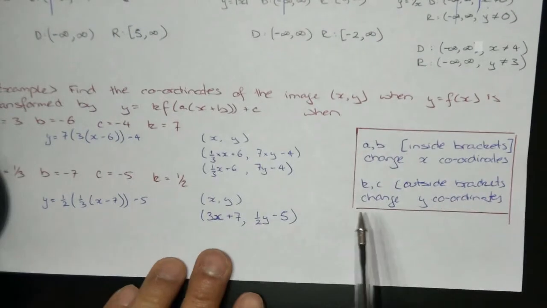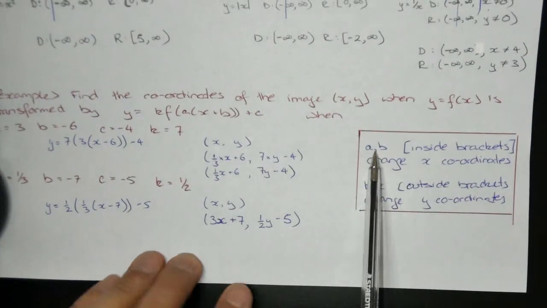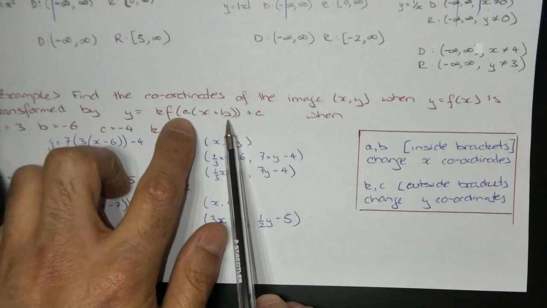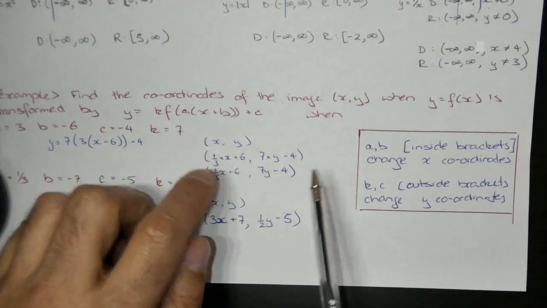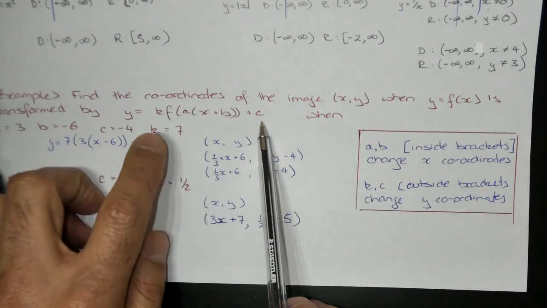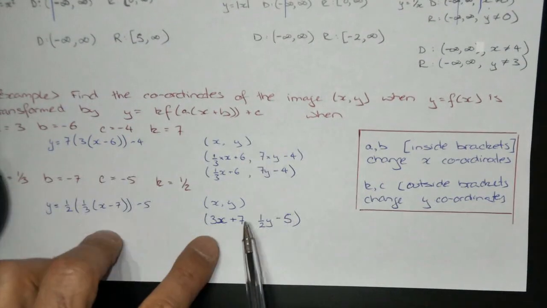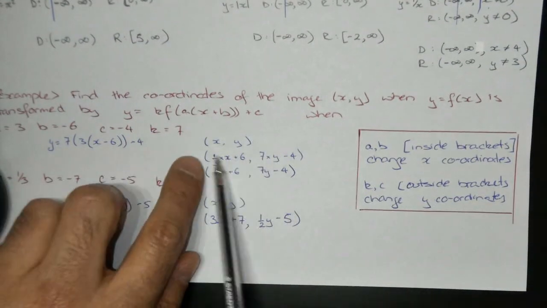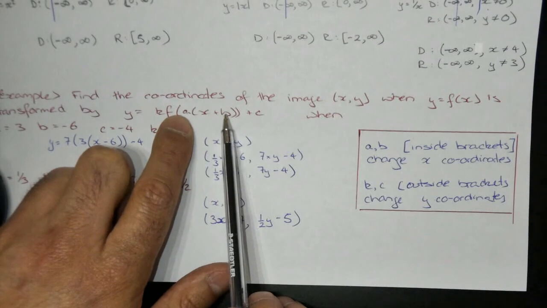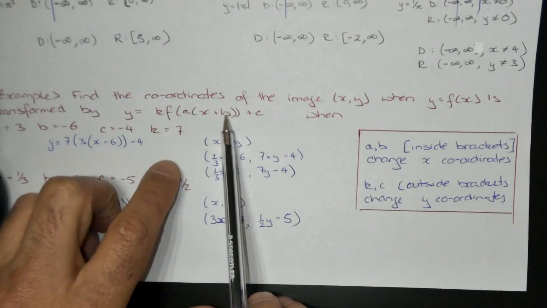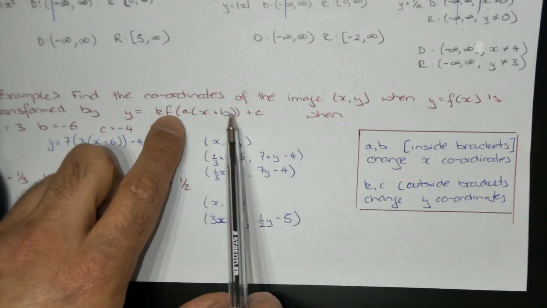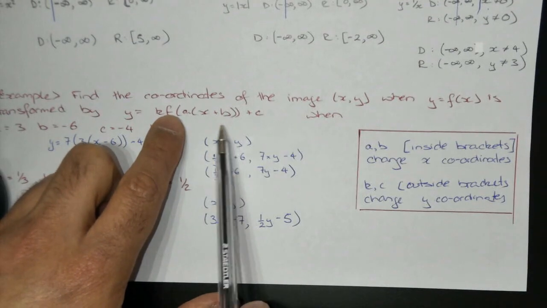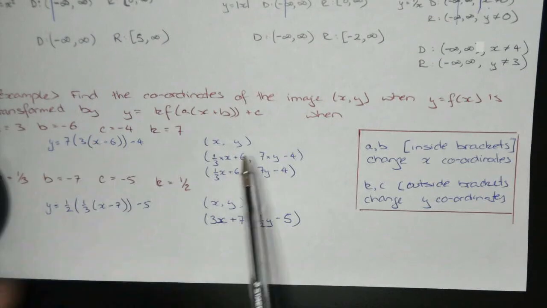So when translating, the a and b situations are inside the brackets, and that will change the x coordinates. The k and c are outside, and that will change the y coordinates. Be careful when you're dealing with the x's, because we're going to do the opposite. If a is 3, then it's a scale factor of a third. If it's plus b, we're actually going to subtract the units from that.